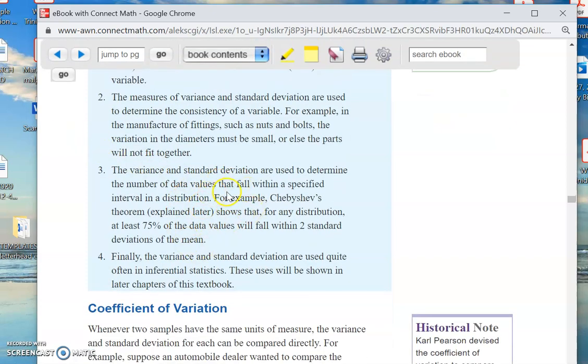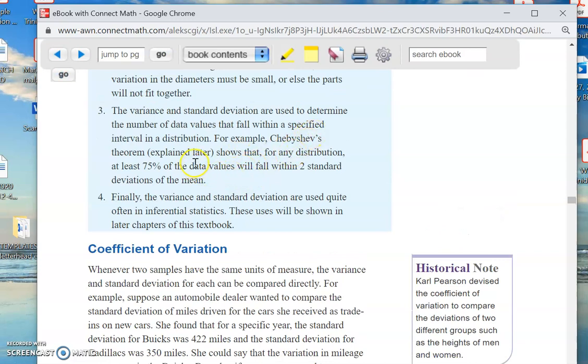Okay, so later on we're going to learn about Chebyshev's theorem, and what that's going to tell us is that standard deviation and variance are basically the same. They're very, very similar. One is the square root of the other. So if you know one, you know the other. Let's put it that way. So if you know the variance, you know the standard deviation. If you know the standard deviation, you can make some inferences about how much of the data is within a specified interval in a distribution. So you've got the mean, and within 2 standard deviations of the mean, you're going to have 75% of the data.